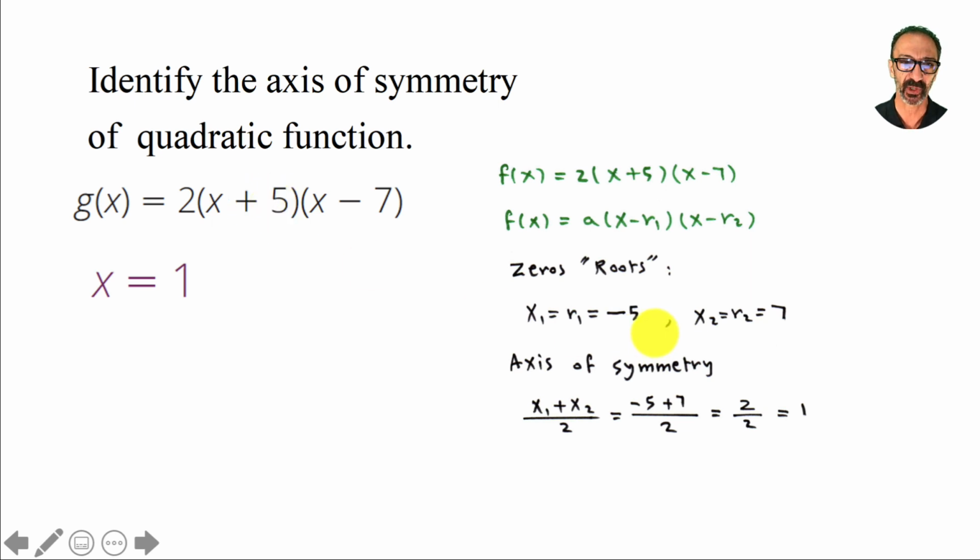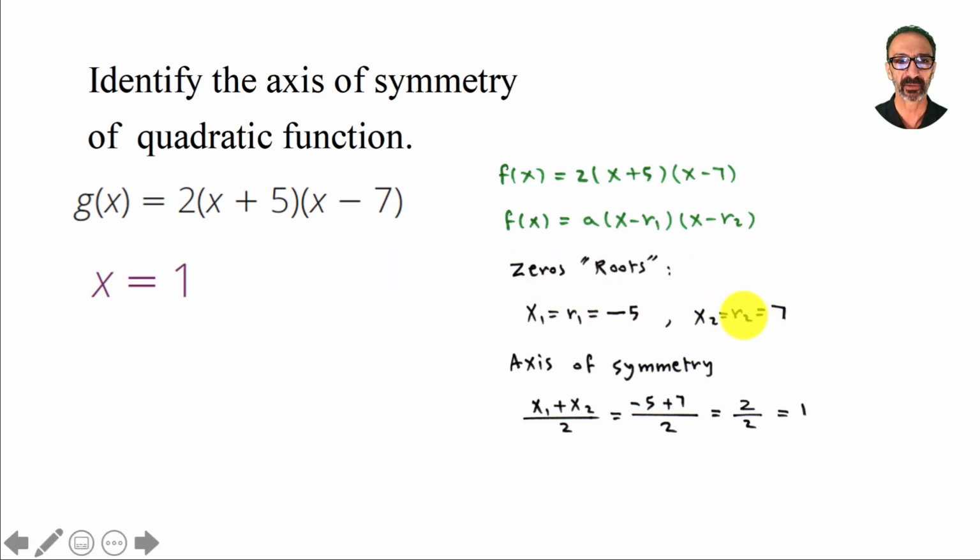Here's another reason why. Plug in negative 5 right here. Negative 5 plus 5 will be 0. And that will cancel the whole thing. 2 times 0 times (negative 5 minus 7), whatever that is, negative 12, will be 0. Any product that has a 0 as part of the factors will be 0. That's called the principle of zero products. A times b equals 0 means either a equals 0 or b equals 0, or of course both.